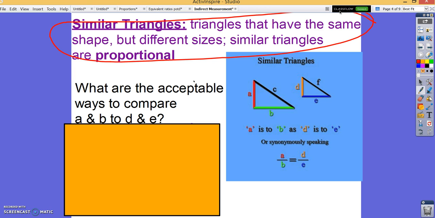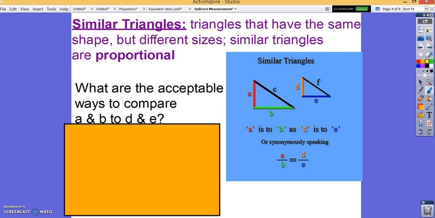If we are comparing the similar triangles ABC and DEF, what are some acceptable ways to compare ABC and DEF? What I want you to do is quickly sketch triangle ABC and triangle DEF. You don't need the colors, but just go ahead and sketch that. And now we're going to go ahead and look.